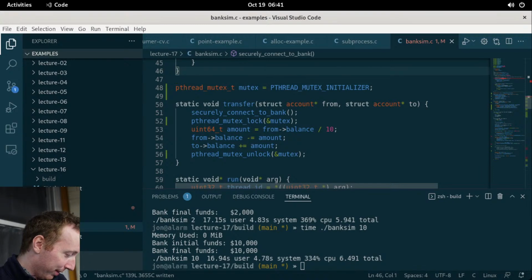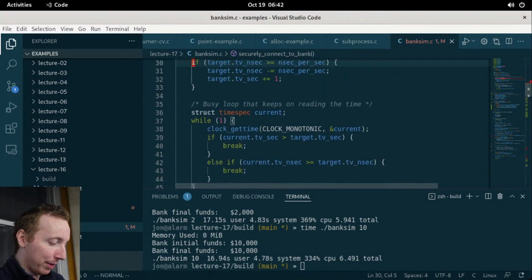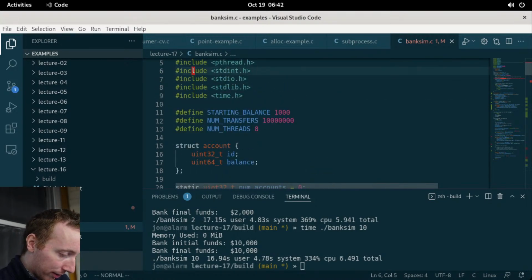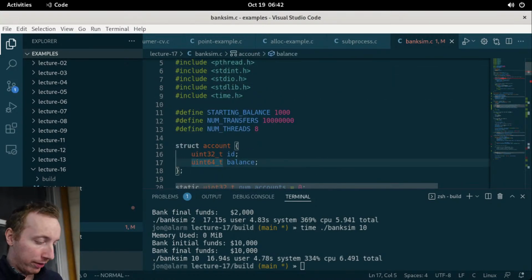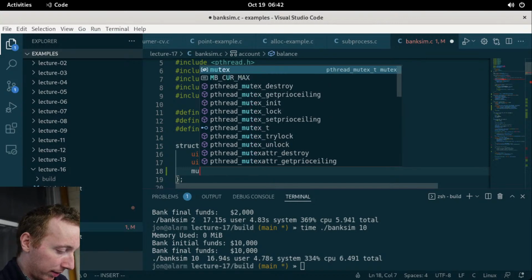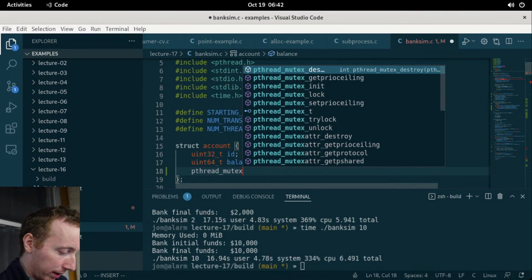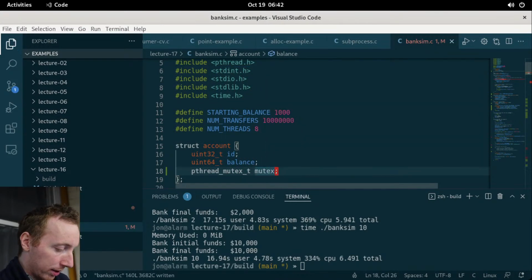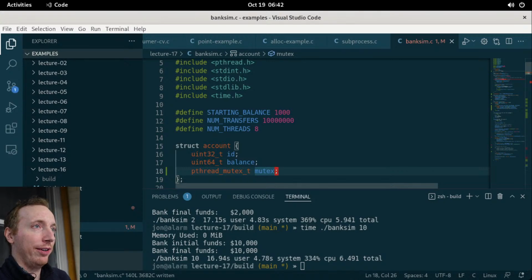Yeah, another question was, can you do a mutex only if two threads are accessing the same account? And that's essentially just having a mutex per account. So we can change this account. We just add our mutex here. So pthread_mutex_t mutex. All right, cool. Do I have a mutex now?